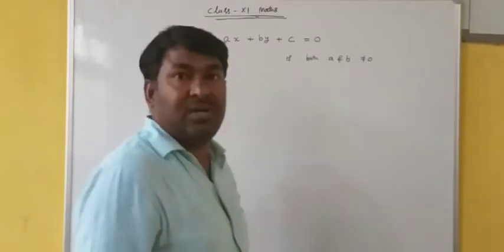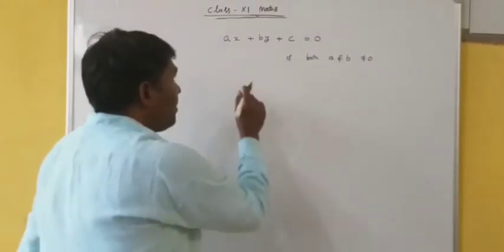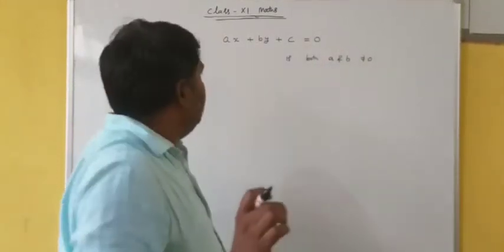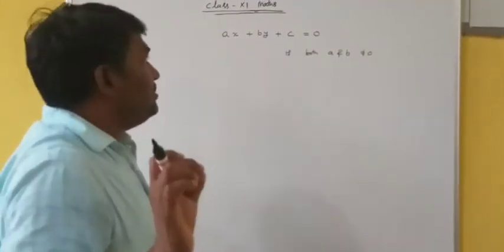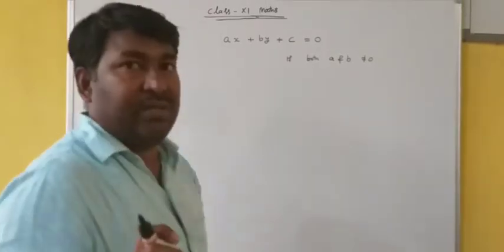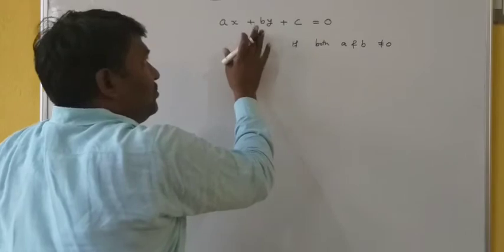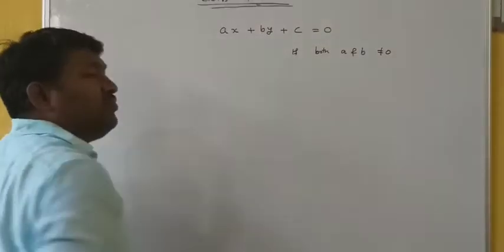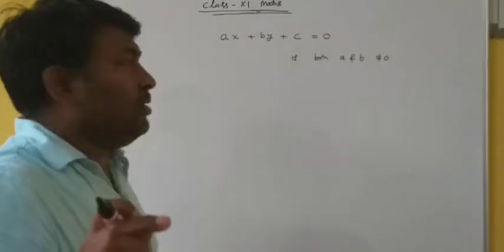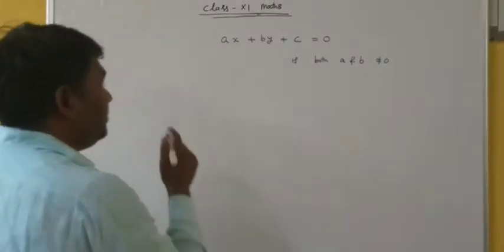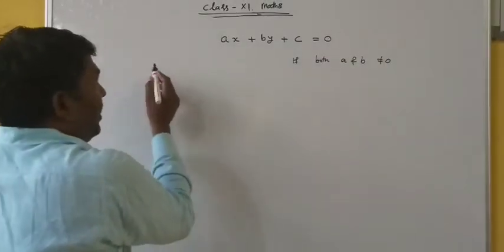then that is not the equation of a line. So ax plus by plus c is equal to 0 is the equation of a straight line, the general equation of a straight line. If you want to reduce this general equation to slope intercept form, then how can we do it? Just see.